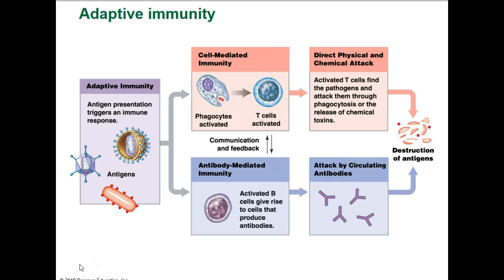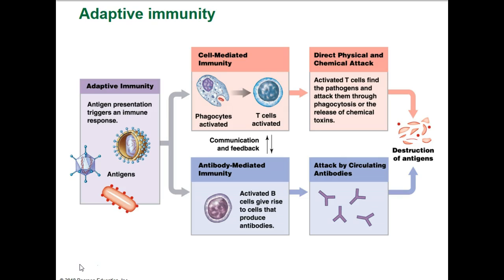So at the top we show the phagocytes being activated, T cells being activated, and then as a result of the T cells being activated, that often will then activate B cells. Now, some antigens will activate B cells by themselves without the T cells becoming a part of it.